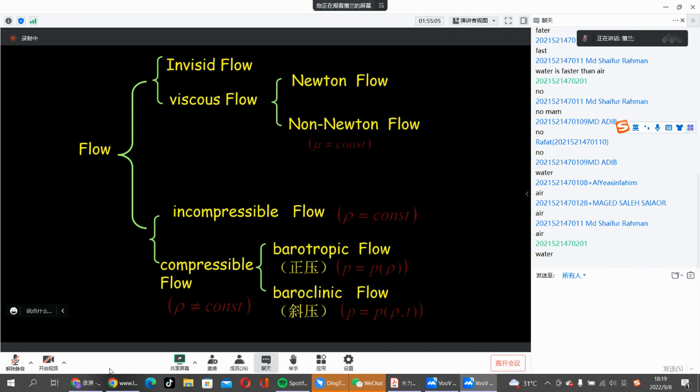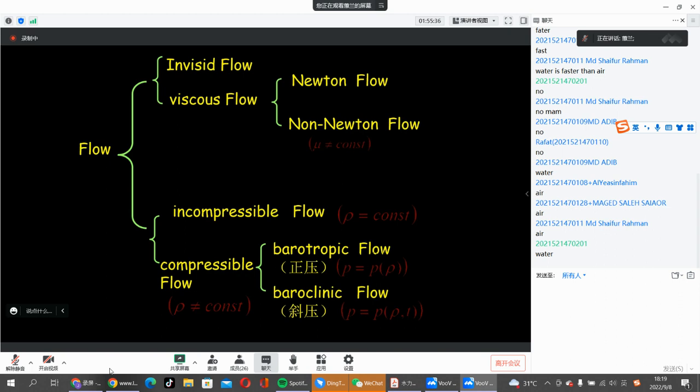Flow can be classified into incompressible flow or compressible flow. For incompressible flow, the density of the fluid particle is constant. That means when the pressure changes, the volume stays fixed. So that's incompressible flow.